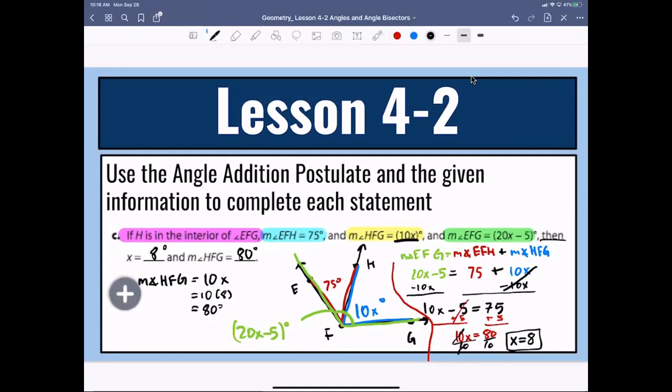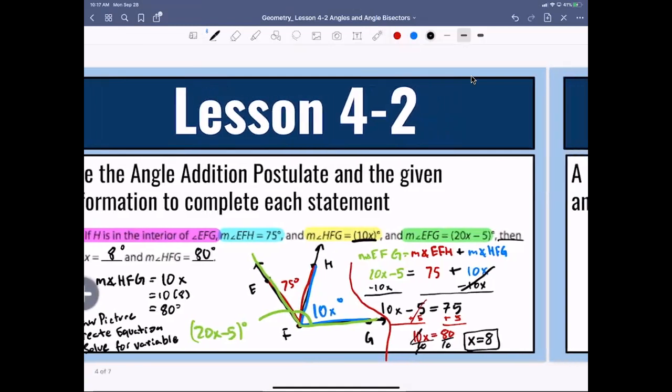Pretty straightforward. Remember, step 1, draw a picture. Step 2, create equations. And step 3 is solve for x, or solve for variable. That's usually the way we're going to be doing this thing. All right, so the next problem. Let's go on ahead to the next problem.